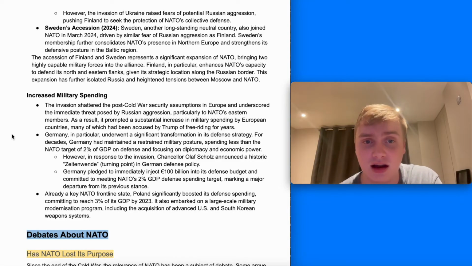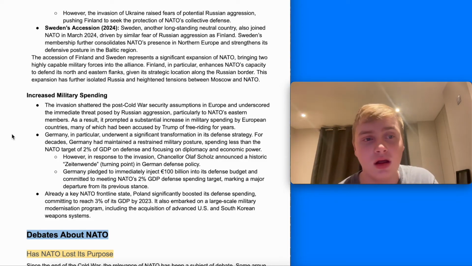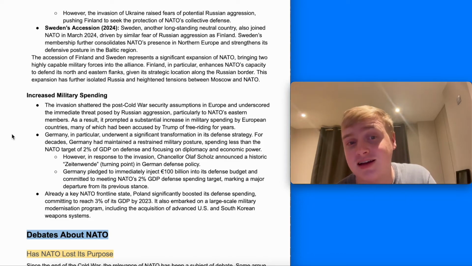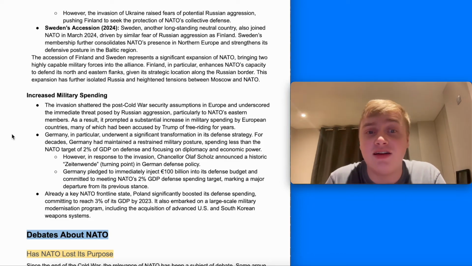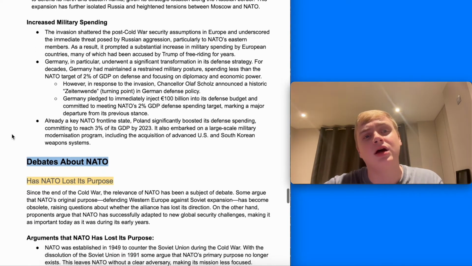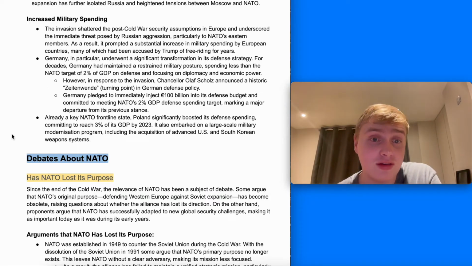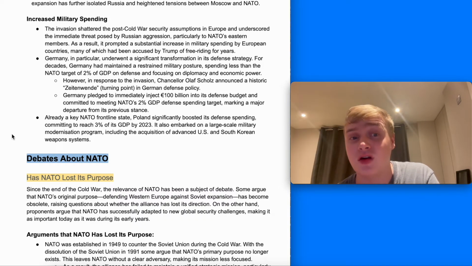military forces into the alliance, and Finland in particular enhances NATO's capacity to defend its north and eastern flanks, giving it a strategic location along the Russian border, which has further isolated Russia, but also further heightened tensions between Russia and NATO. And of course, in response to the Russian invasion of Ukraine, there's also been kind of forced increased military spending, particularly from countries which Trump had accused of free riding for years, especially Germany, which underwent pretty much overnight a significant transformation in its defence strategy.